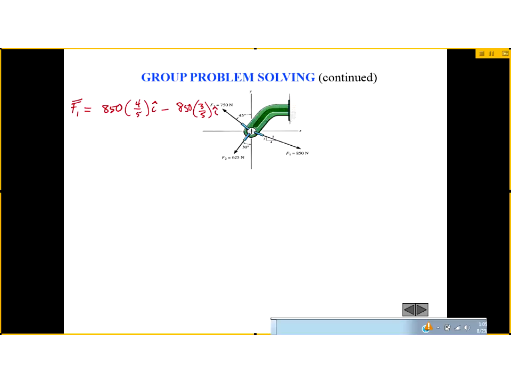You see that? That's all you've got to do. Those 3, 4, 5 triangles make it easier for you because you don't have to type in a trig thing on your calculator. It's just a fraction.